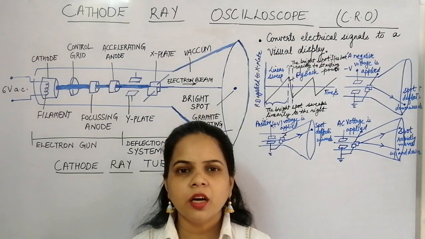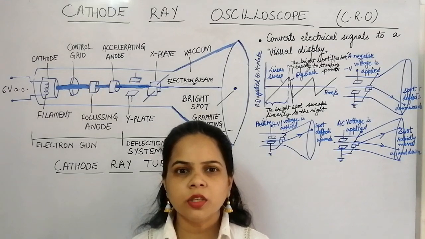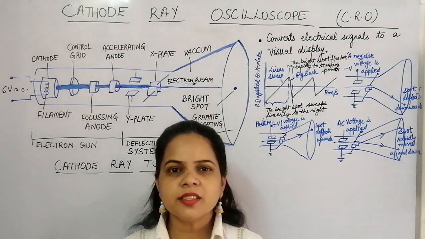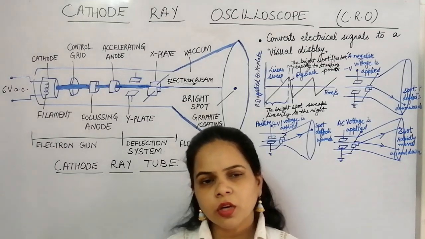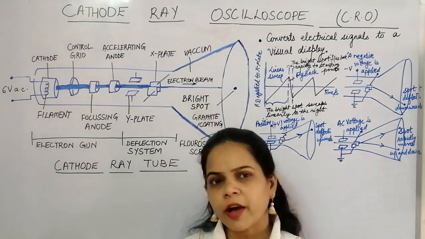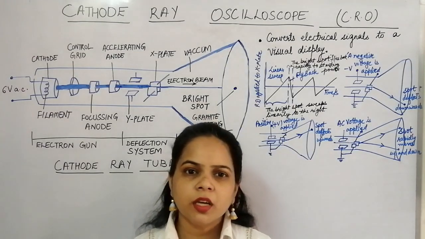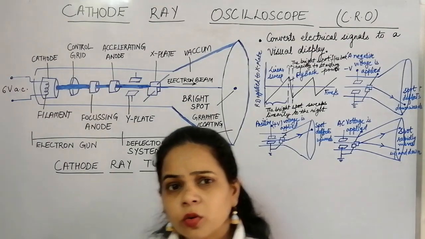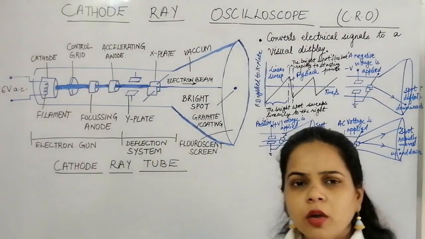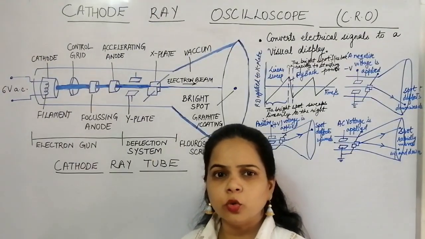Hello students. Today we are going to discuss the cathode ray oscilloscope, which is also known as CRO. CRO finds a large number of applications in your practical labs. A CRO consists of a highly evacuated cathode ray tube.